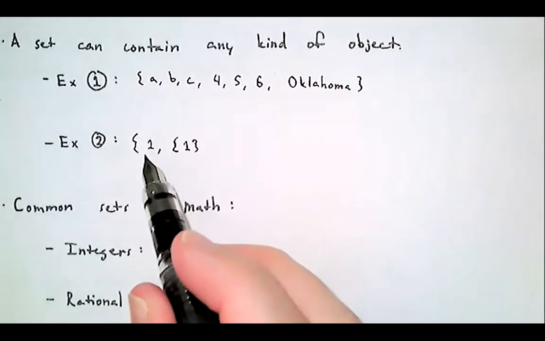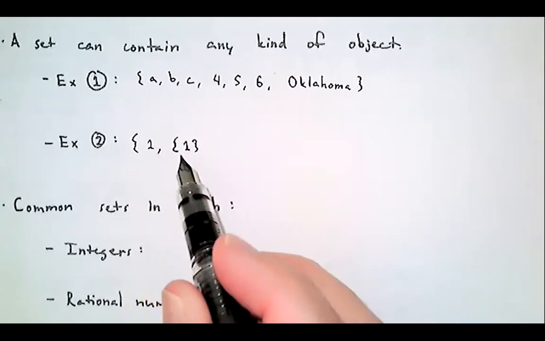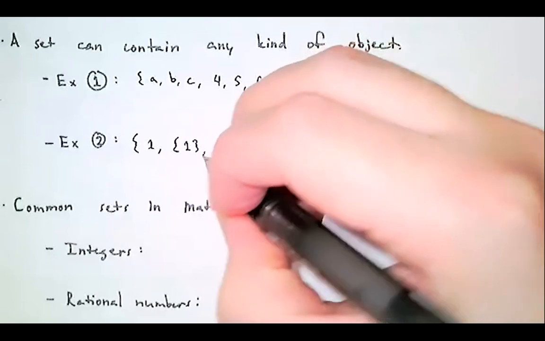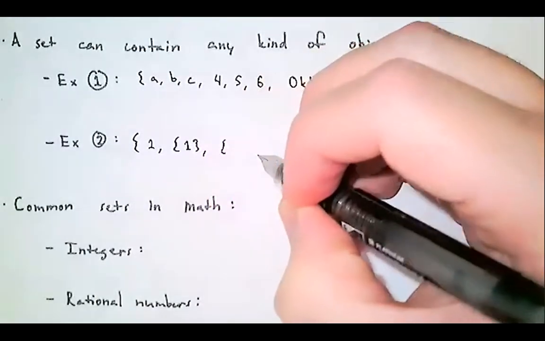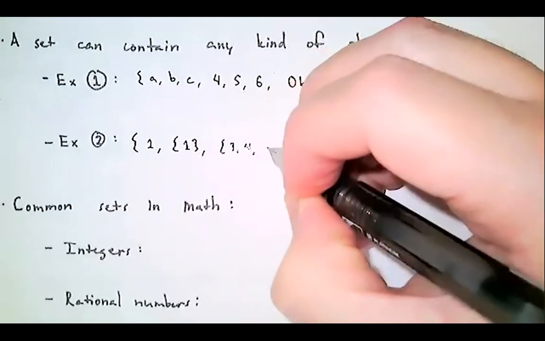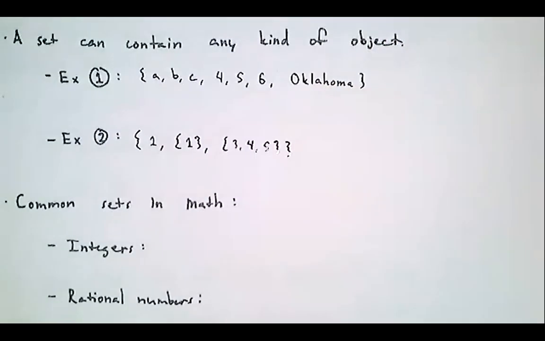So remember, this is a number and this is a set. So they're actually different things. And we can put both of them in the same set. And you can put other sets too, like maybe this one. Three, 4, and 5, or a set with 3, 4, and 5 in it.